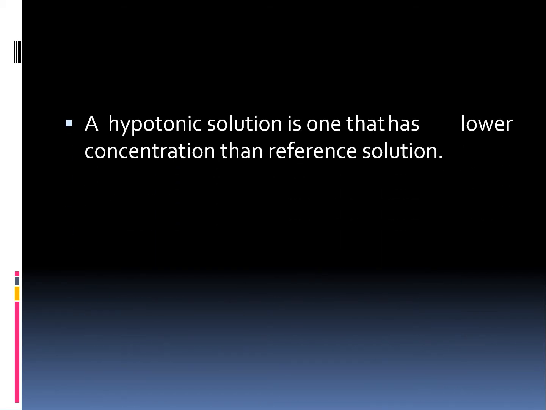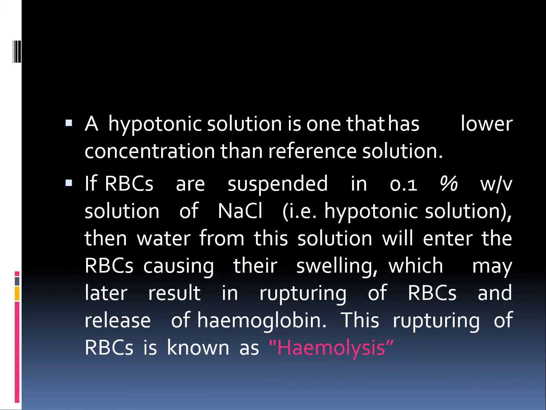A hypotonic solution is one that has a lower concentration than the reference solution. Now let us again see an example. Suppose RBCs are suspended in a 0.1% weight by volume solution of NaCl. Now NaCl is hypotonic as compared to RBC, that is, 0.1% NaCl is hypotonic.